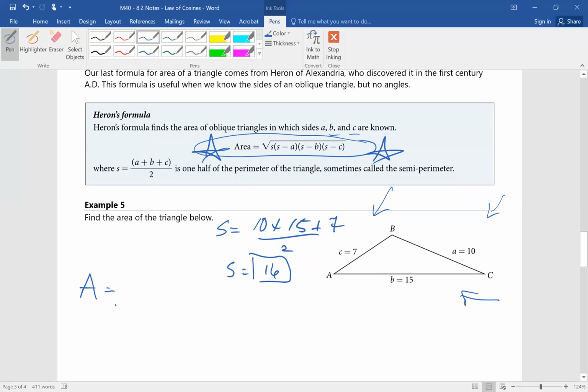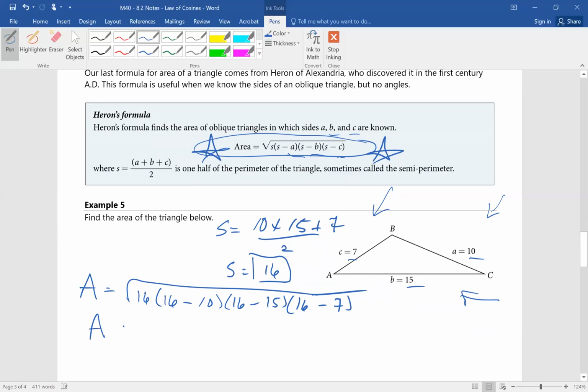If I want the area of that triangle, the area is going to be the square root of s, which is 16, times 16 minus my first side a, which was 10 in this case, times 16 minus the second side, which was 15, times 16 minus 7. I'm exclusively plugging in 10, 15, and 7 into the right spots. If you crank all that out and take the square root, you get 29.4. I don't know what the units are, so we'll call them square units. And you're done. It's that easy.